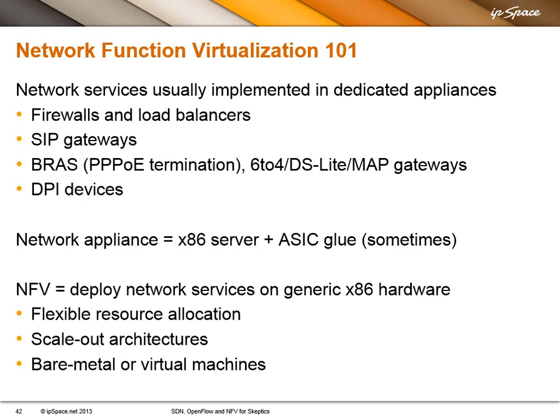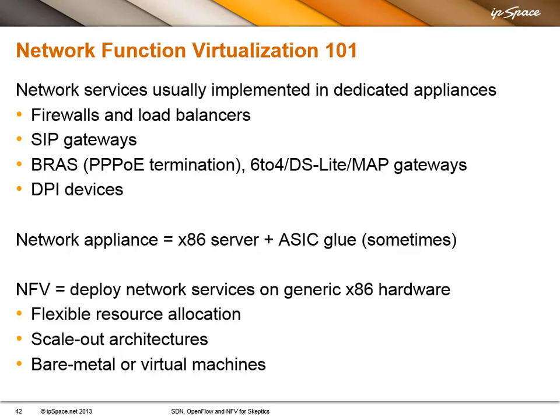This applies equally well to firewalls, load balancers, SIP gateways, whatever termination, be it PPPoE or 6rd tunnels or MAP gateways or DS-Lite. DPI devices usually do most of their work in software because it's hard to do it in hardware. If you take a look into those appliances, it's just an Intel server. Why can't we deploy the same software on generic server hardware? What would we gain? The thing we would gain most is flexibility.